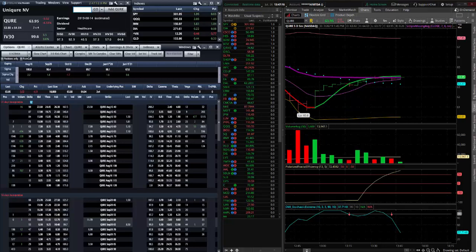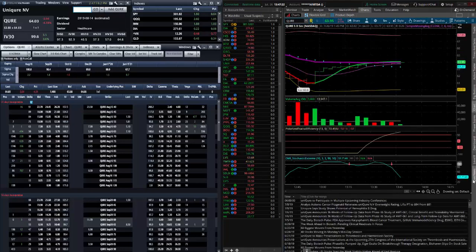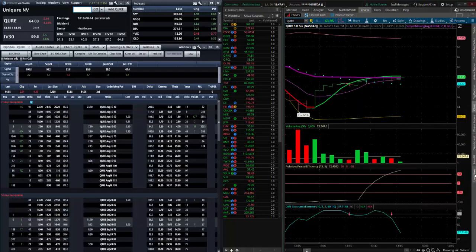In a split second chart, $6. All right, well, let me see if there's any news that came out. Industry conferences. I don't know what that. I don't see anything. Uniquire to participate in multiple upcoming industry conferences. Why that takes the stock down, or if that's why, I didn't see any news. But it seems to be a bit of a lackluster.